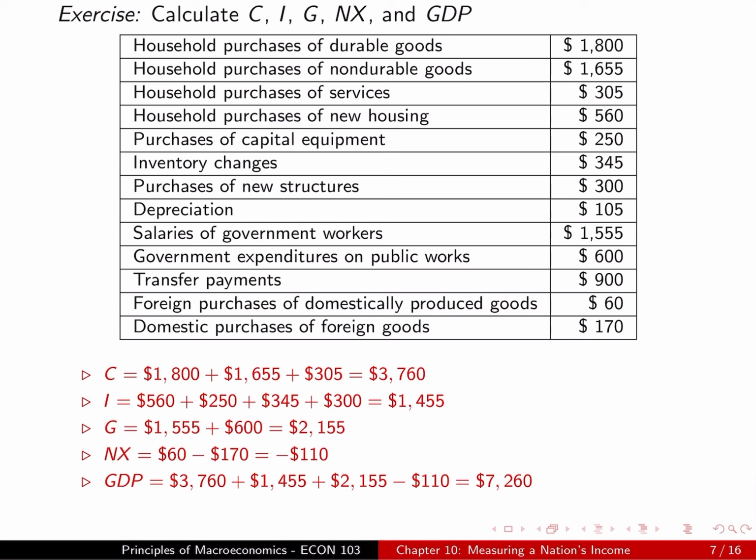Step 5. Add it all up for GDP. GDP equals C plus I plus G plus NX equals $3,760 plus $1,455 plus $2,155 minus $110 equals $7,260.